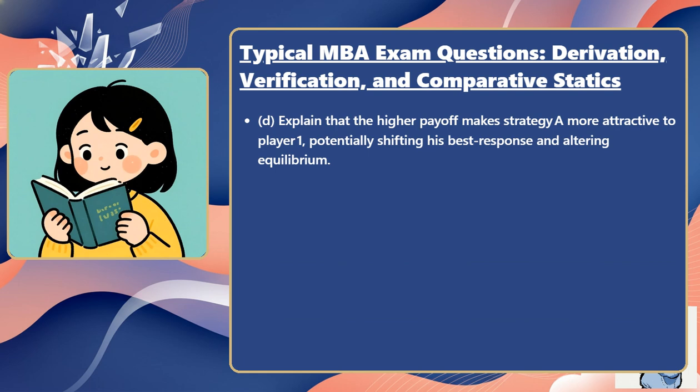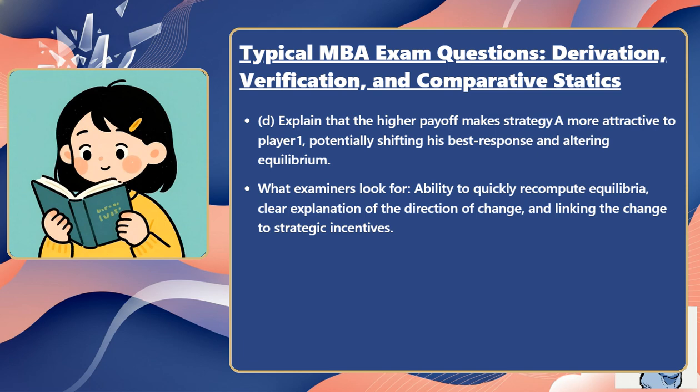D. Explain that the higher payoff makes strategy A more attractive to player 1, potentially shifting his best response and altering the equilibrium. What examiners look for: ability to quickly recompute equilibria, clear explanation of the direction of change, and linking the change to strategic incentives.